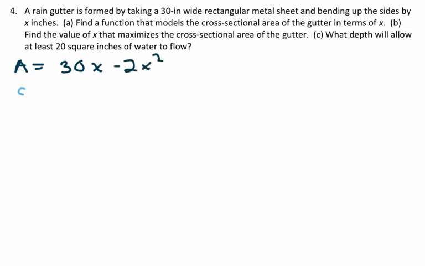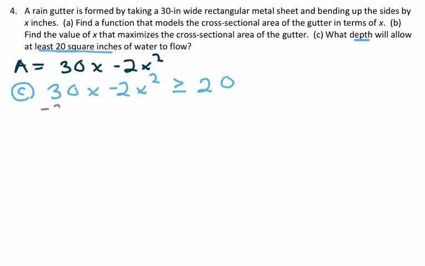Alright, so for part C, they want us to find the depth that will allow it to have at least 20 square inches of water to flow. So in other words, they want this 30x minus 2x squared to be greater than or equal to 20. In order for us to do this type of problem, we need to find the x-intercepts, because remember in our previous lesson, to solve these quadratic inequalities, we need the intercepts and then to picture the graph. So I'm going to bring everything over to one side.